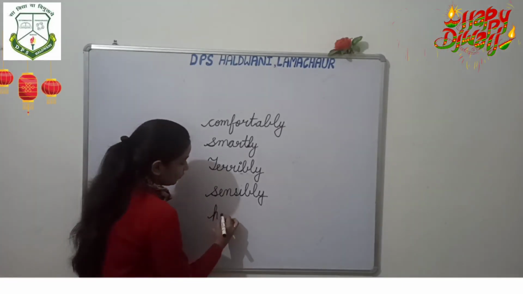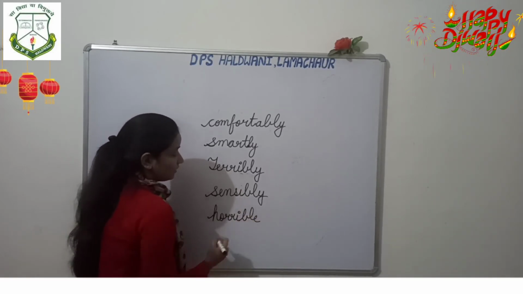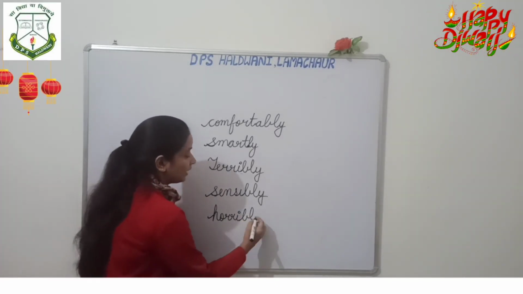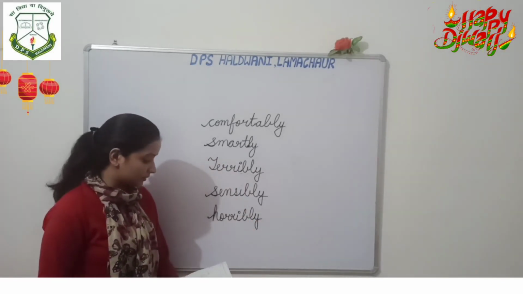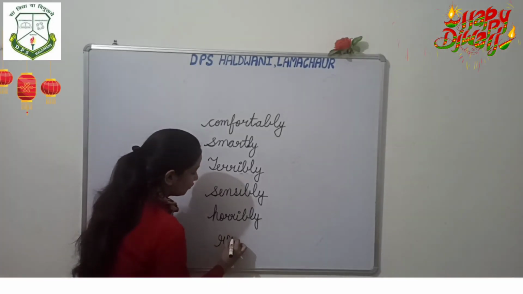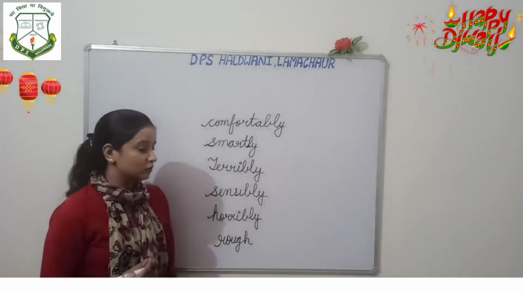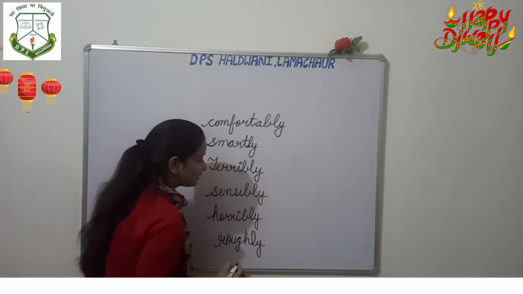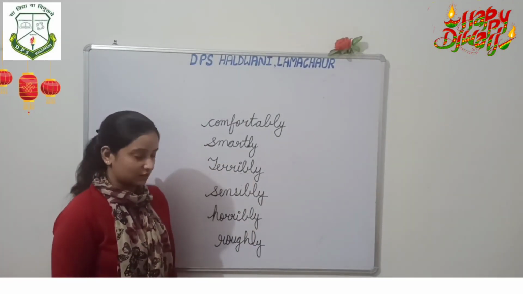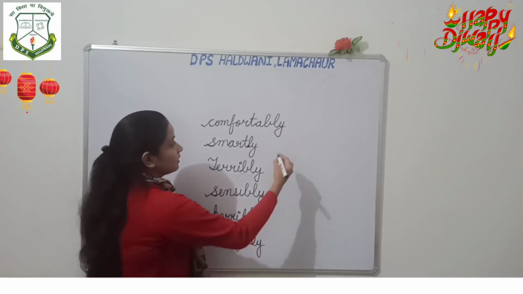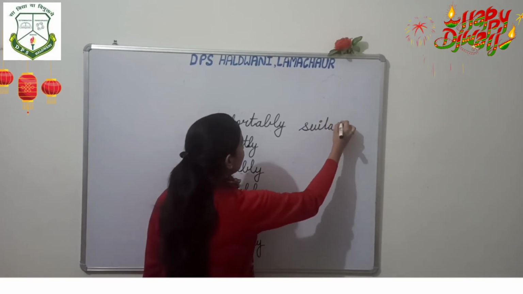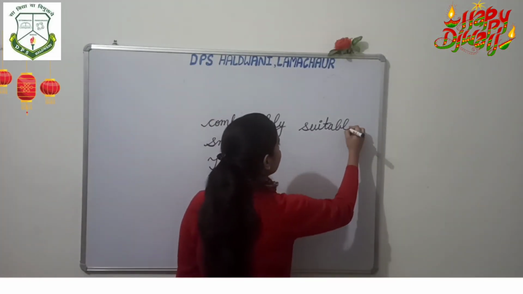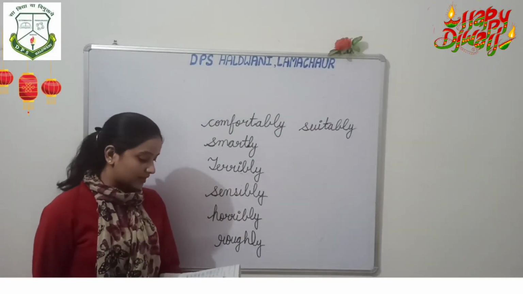Next is horrible. Same. H-O-R-R-I-B-L-E. This is an adjective which ends with L-E. So remove E and add Y. Horribly, okay? Rough, R-O-U-G-H. Here we don't have any rule for the adjectives which end with H. So just add L-Y to the end of those kinds of adjectives. Next is suitable, S-U-I-T-A-B-L-E. Again, this adjective ends with L-E. So remove E and add Y. Suitably.